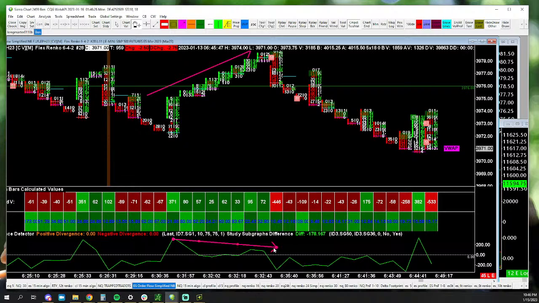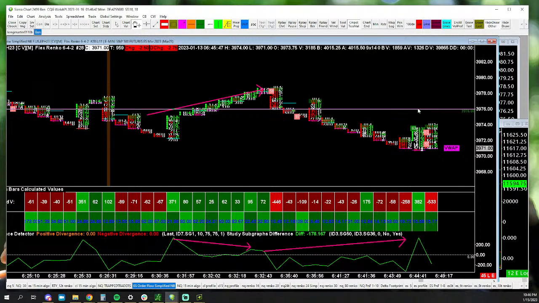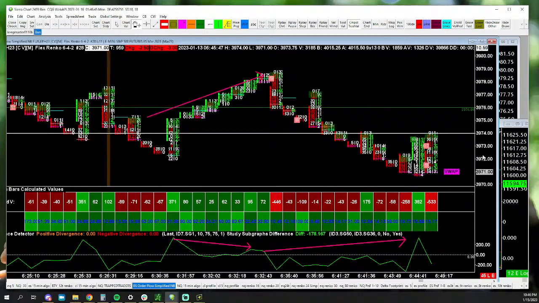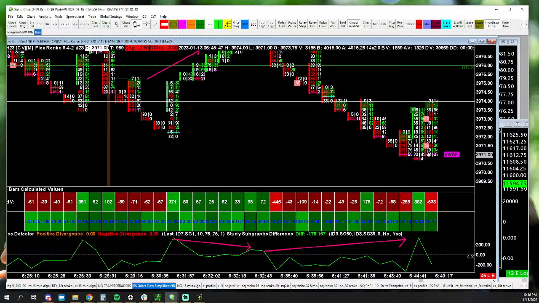Okay, there's another one. So high is here. Hidden divergence, right? Higher high on indicator, lower high on price. So guess what? We get to take our line in the sand and move it. Now, if buyers can take that and hold it as support, it's probably not bearish. If you want to short this, you're really aggressive because it's at the low, right? That's a red close.